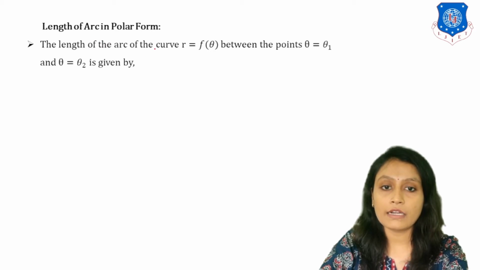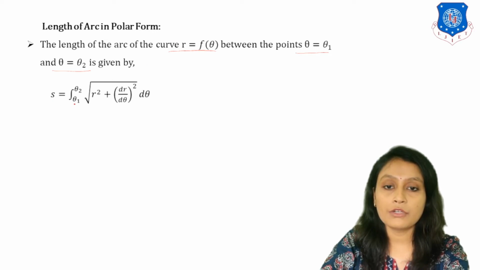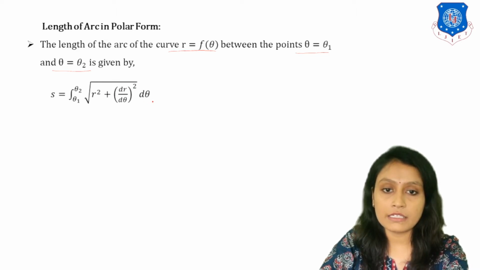The length of arc of the curve r is equal to f of theta between points theta is equal to theta 1 and theta is equal to theta 2 is given by s is equal to integration theta 1 to theta 2 under root r square plus dr by d theta whole square d theta. Whenever the question is given in polar form, we use this formula. Firstly we find the derivative of r with respect to theta, substitute over here, simplify, and integrate, so you will get the answer of length of arc in polar form.